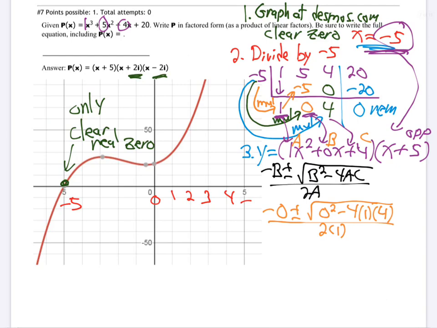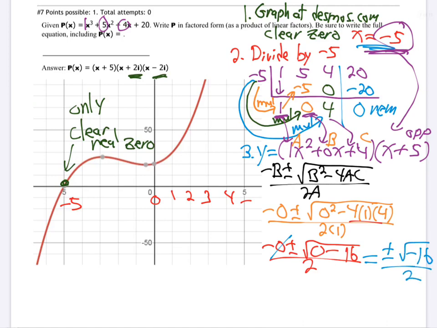And so what's that? That's going to be negative 0 plus or minus the square root of 0 minus 4 times 1 times 4 is 16, all over 2 times 1 is 2. And so that is, negative 0 is just 0, is just gone. Plus or minus square root of minus 16 over 2. We don't need 0 in the front, right? 0 doesn't do anything, so I just get rid of it.